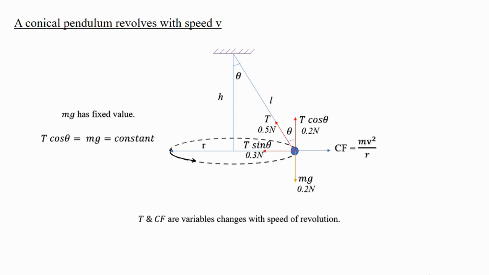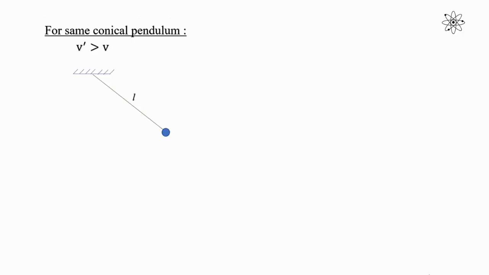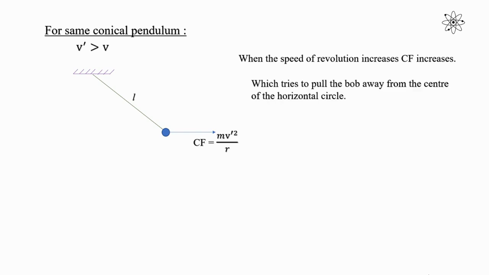From this, we can say, student, the tension T and the centrifugal force are variable forces which depend upon the speed of revolution. Now let's consider the second case in which the bob is revolved with a speed greater than v. Here, when the speed of revolution increases, the centrifugal force increases, which tries to pull the bob away from the center of the horizontal circle.